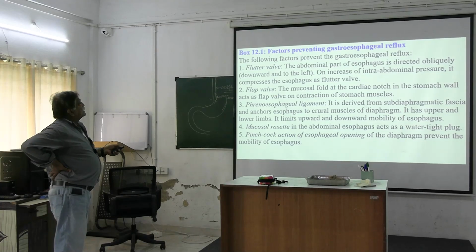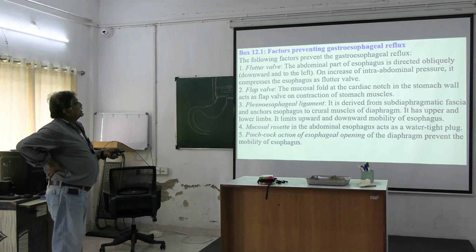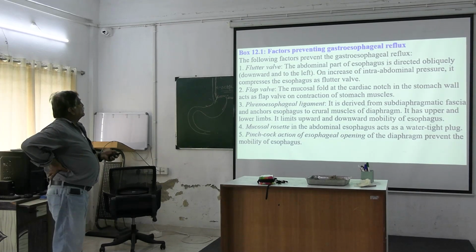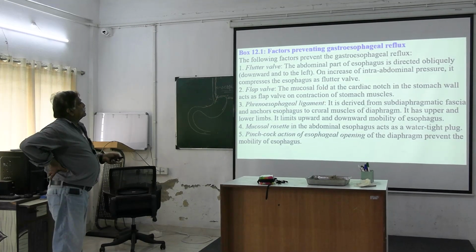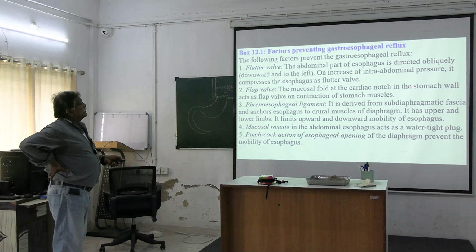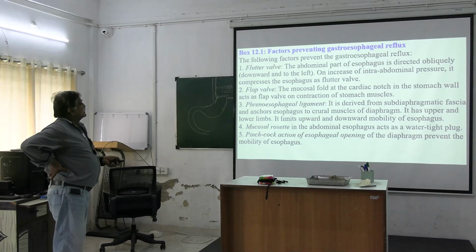The factors preventing gastroesophageal reflux. The following factors prevent gastroesophageal reflux. Flutter valve: the abdominal part of the esophagus is directed obliquely downward and to the left. On increase of intra-abdominal pressure, it compresses the esophagus like a flutter valve. Flap valve: the mucosal fold at the cardiac notch in the stomach wall acts as a flap valve on contraction of the stomach muscles.